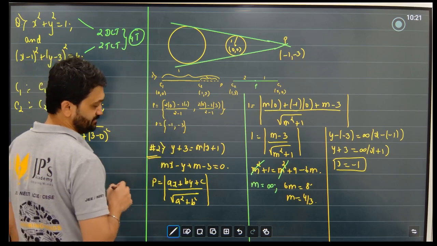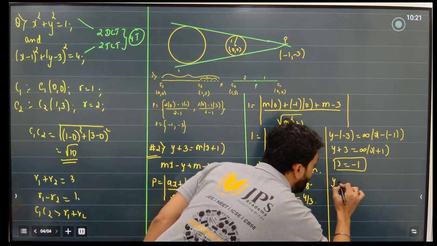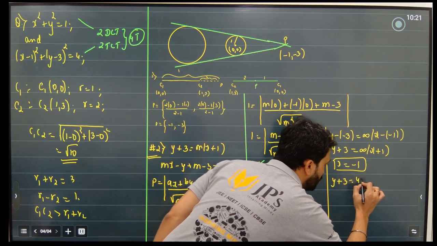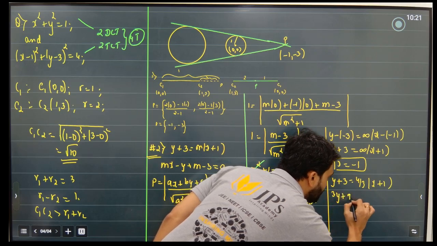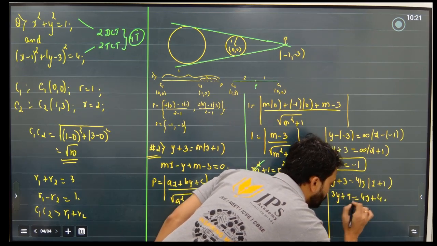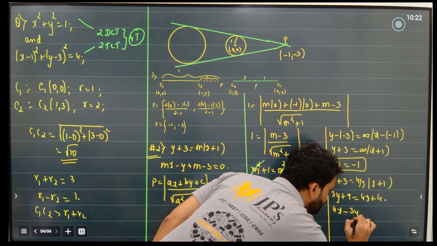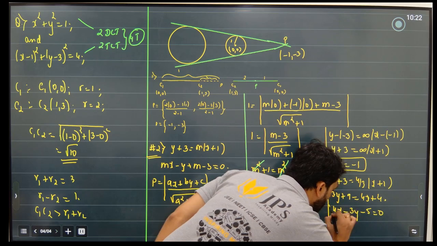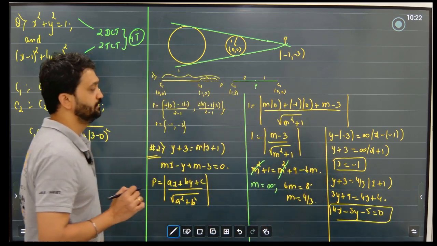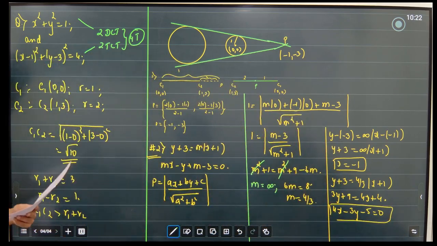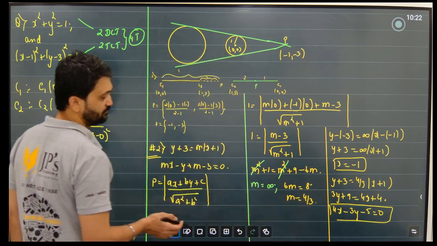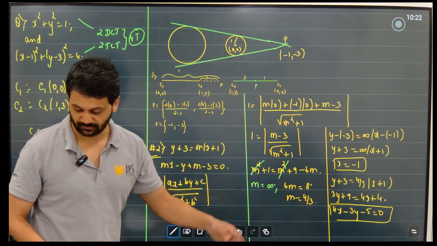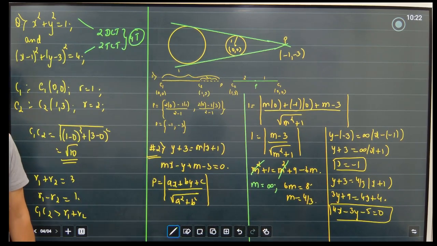Okay. Next what we are going to do is y minus y1 is equal to 4 by 3 into x minus x1. 3y plus 9 is equal to 4x plus 4. So 4x minus 3y minus 5 is equal to 0. This is your second tangent. Okay. So therefore my direct common tangents are this 4x minus 3y minus 5 and m is equal to infinity. Please write this. This is for direct common tangent.